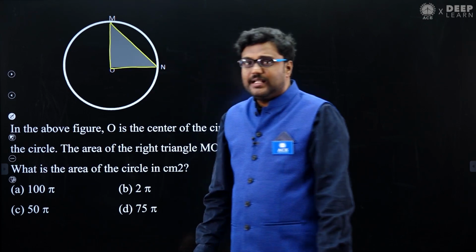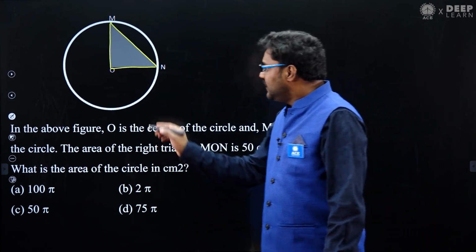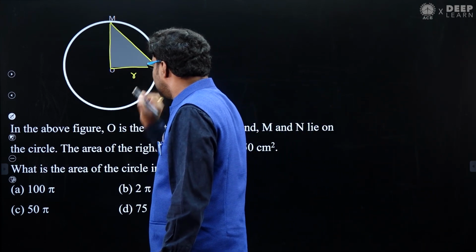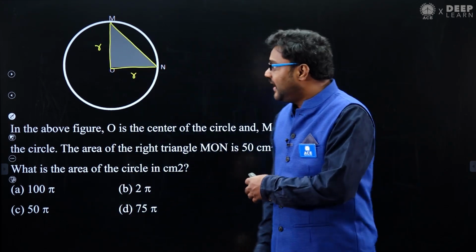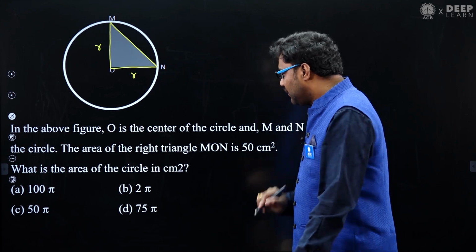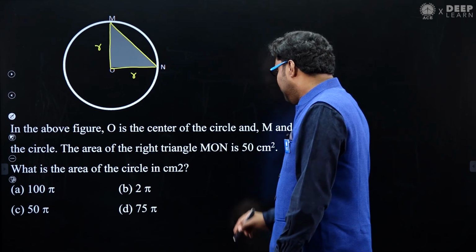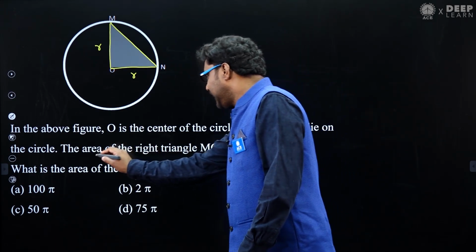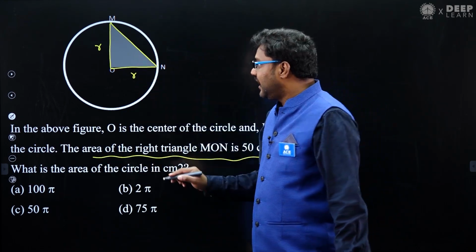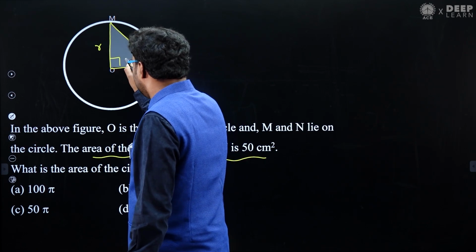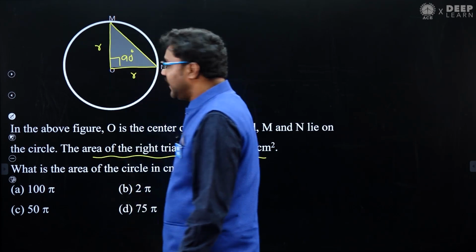Okay, so guys, for the triangle, what is the base? It is the radius. What is the height? It is also the radius, right? Base is radius, height is radius. Now the question mentions that the area of the right angle triangle is 50 centimeters square. This is a right angle triangle, yes, and this area is 50 centimeters square.